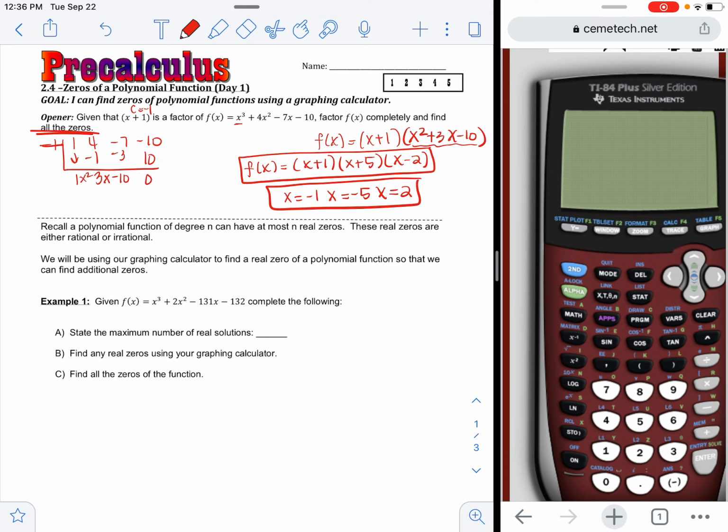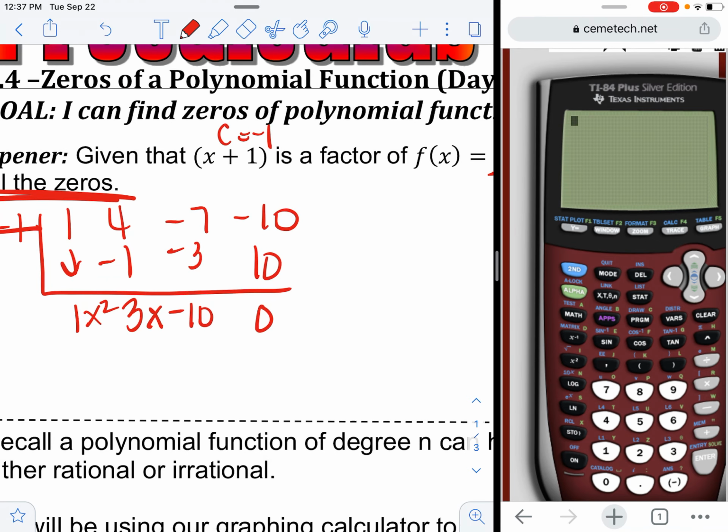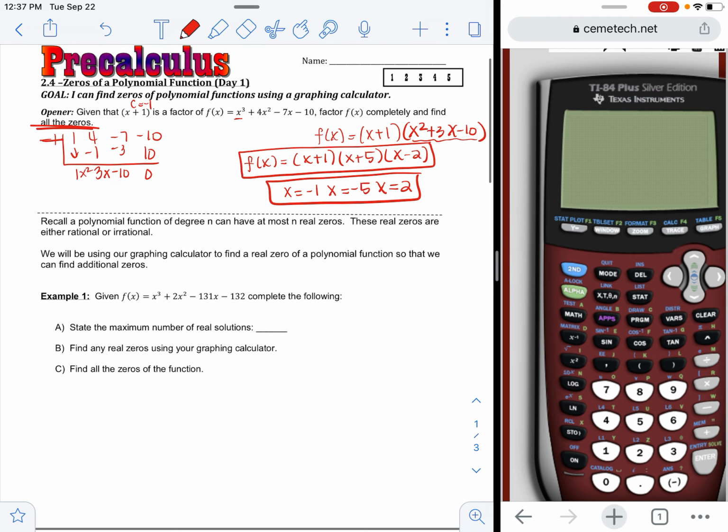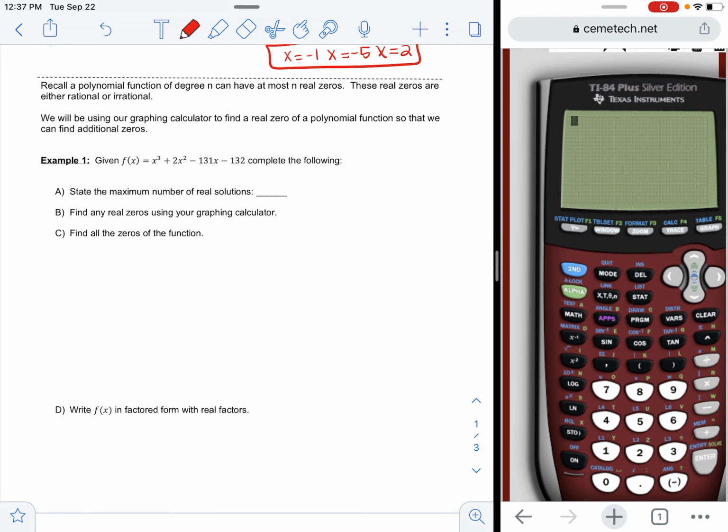Okay, so what we're doing today is very similar, except for the fact that I'm not going to give you a factor or a zero. You're going to have to use your graphing calculator to find one. And then once you have that 1, 0, and sometimes 2, once you have that, then you can do what we were just doing here.